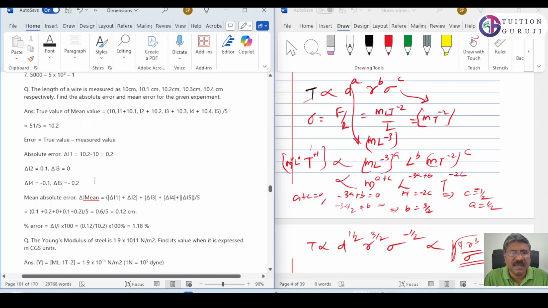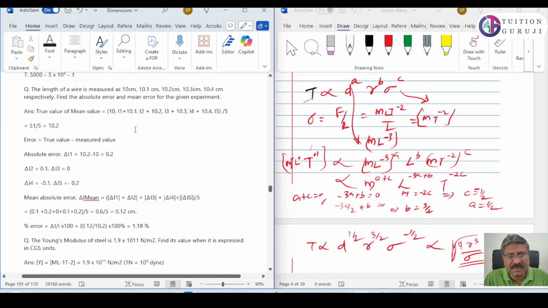Now the length of the wire is measured as 10 cm, 10.1 cm, 10.2 cm, 10.3 cm, and 10.4 cm respectively. Find the absolute error. How will we find the absolute error? For finding the absolute error, you have to find the mean first, the true value. How will we find the true value? For the true value, you have to add all the events, all the 1, 2, 3, 4, 5 events together. Then you have to take the average of that.